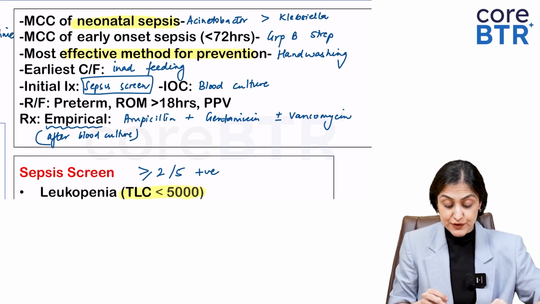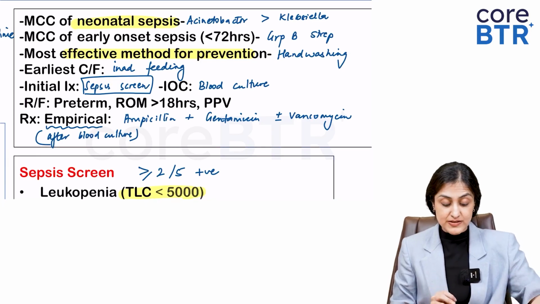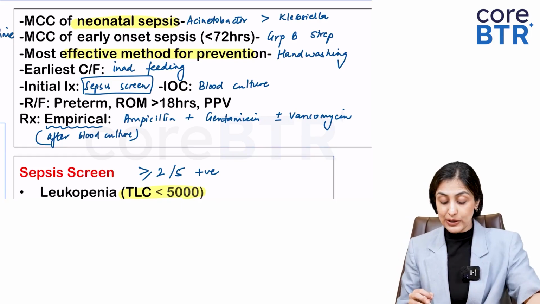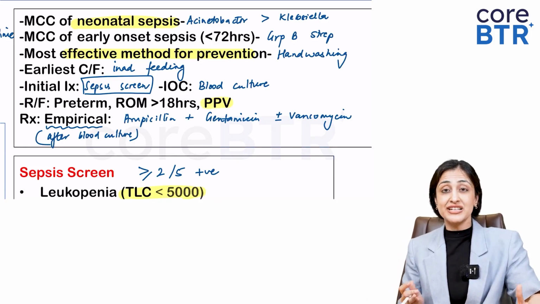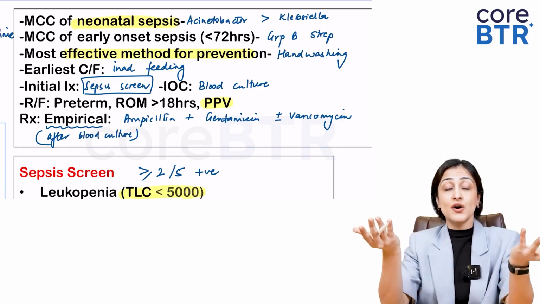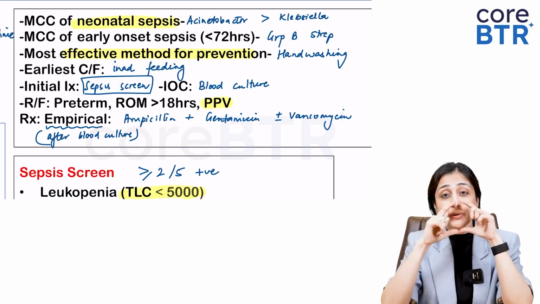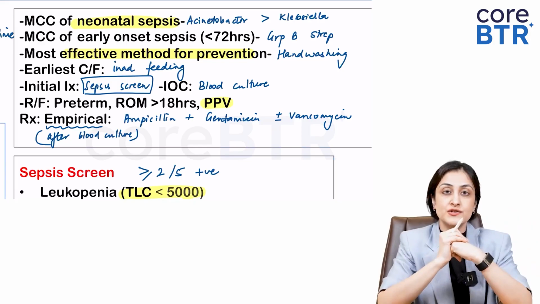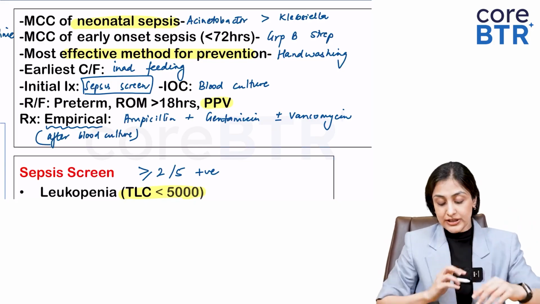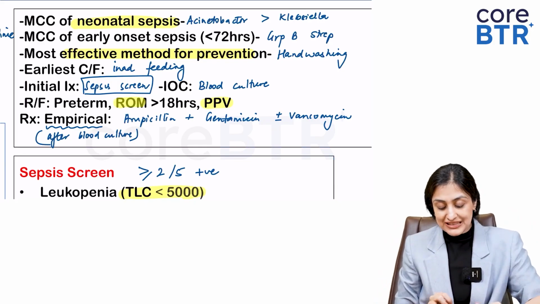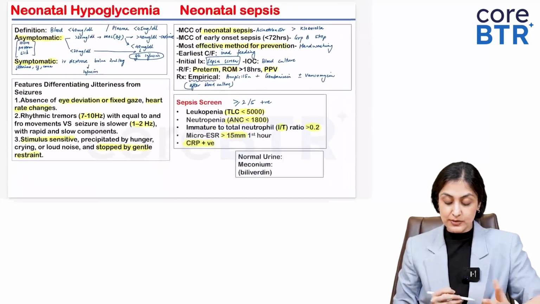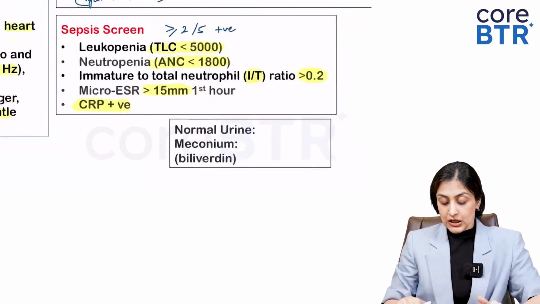The risk factors for sepsis would be preterm babies, rupture of membrane more than 18 hours, that predisposes to chorioamnionitis, positive pressure ventilation. Again, it allows organisms to thrive more, because you are using a mask and other things which can cause organisms to inoculate, right? So positive pressure ventilation, PROM and preterm. Fine. So these are some risk factors.